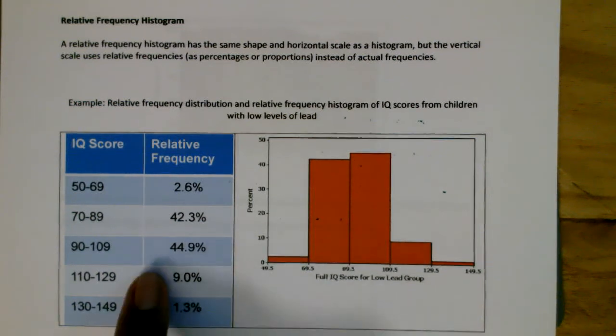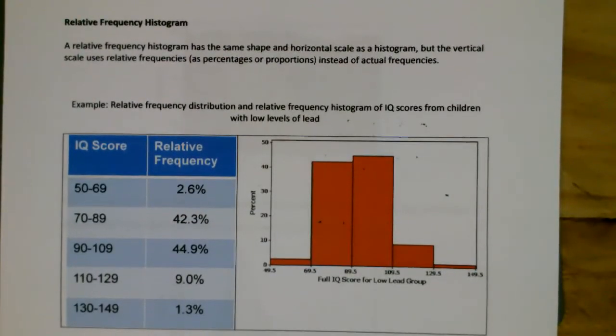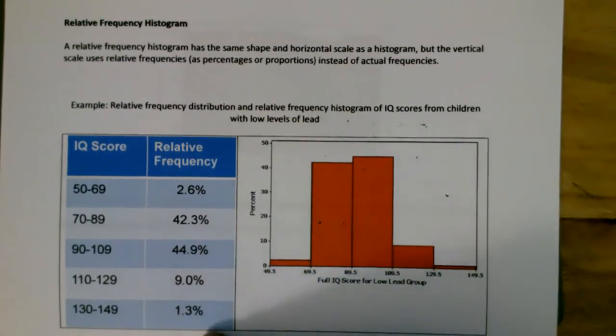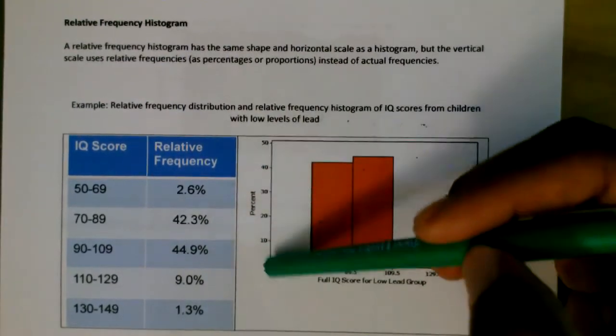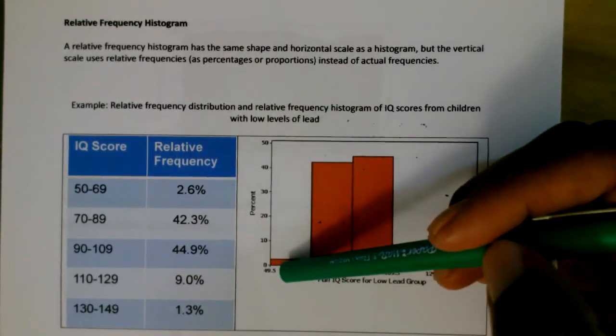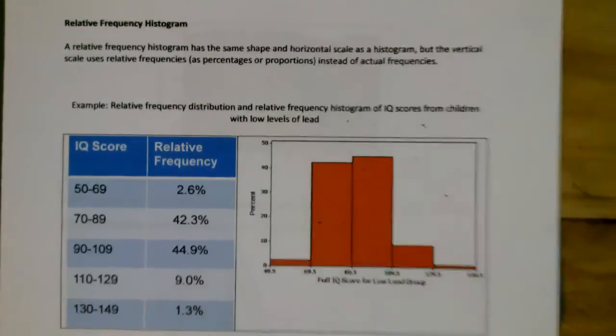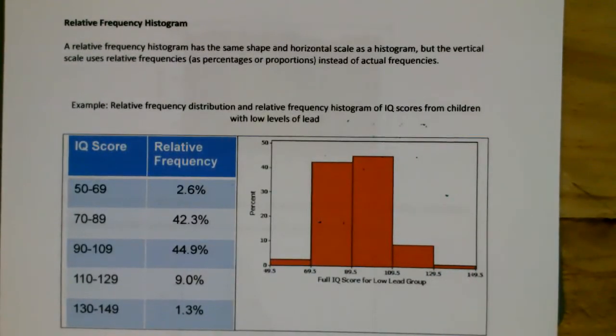So here with the IQ score for children with low levels of lead, those were the percentages. And instead of the vertical axis being the frequencies, the vertical axis is now the percent. Now here they're using class boundaries, but you can use the class midpoints like I did in the previous example. You can still use those class midpoints.